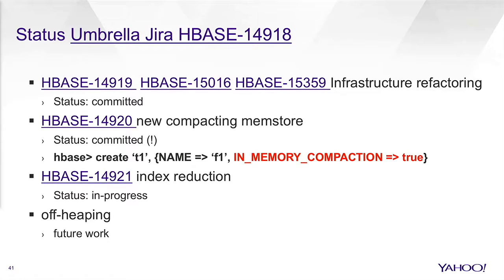So to summarize, the first Jira, with this number, is already committed. The first one is only about compaction, just compaction without the effective memory representation. If you are interested, you can use in-memory compaction true when you create a table, so it's going to be compacted, if you like. And the index reduction is another Jira. It's still work in progress and still not committed. The off-heaping should come on top of all of that.